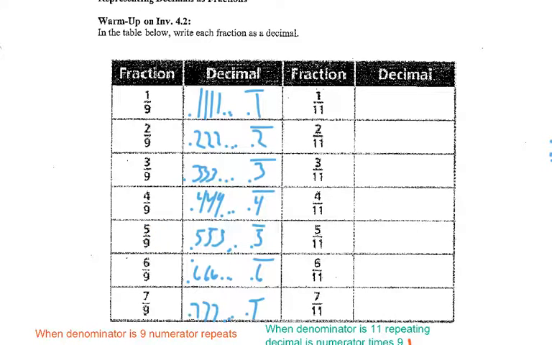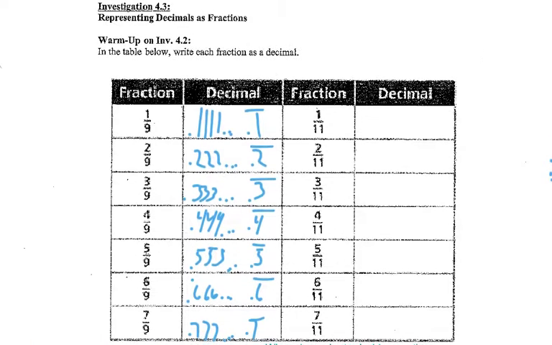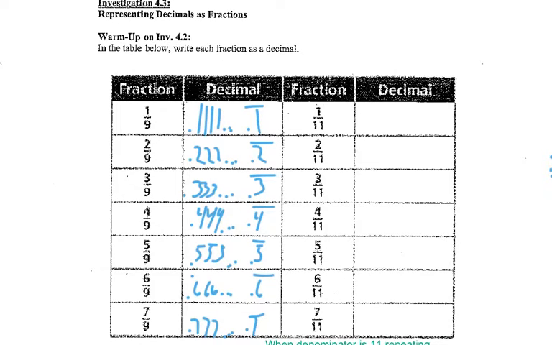Now take a look at the 11's. The 11's is another one that has a nice little pattern that will help us be able to memorize some decimals. So again, you can use a calculator if you want, but I'll quickly go through this one. So 1/11 is 0.0909 repeating, so 0.09 repeating.